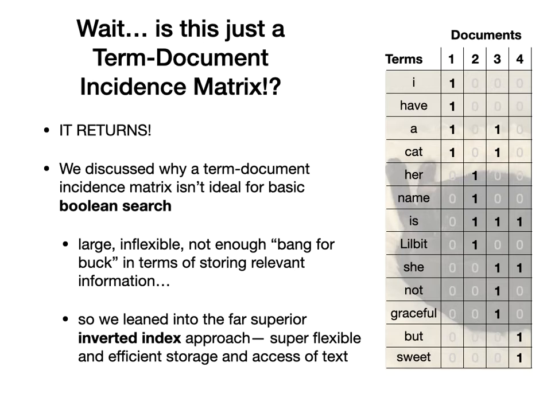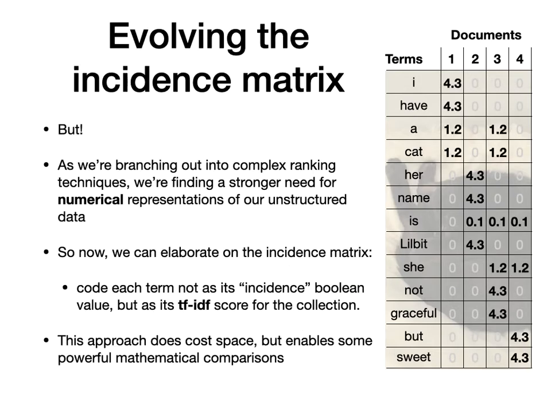We talked about why this isn't actually the best format for Boolean search because it's large, it's inflexible. There's not much bang for your buck in terms of storing the actual relevant information, right? So we went with the inverted index, right? It's flexible, it's efficient storage, quick to access the text. Everything about the index is better for Boolean search. But we can evolve the term document incidence matrix. Because what we're getting into now is we're branching out into the more complex technique of, the harder problem.